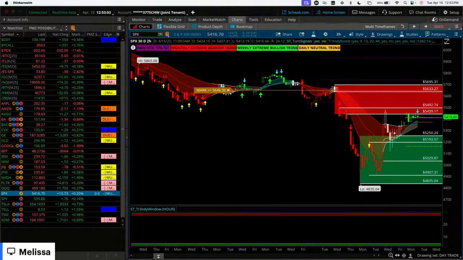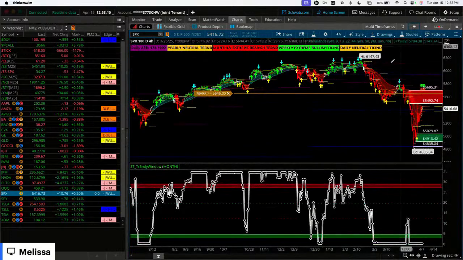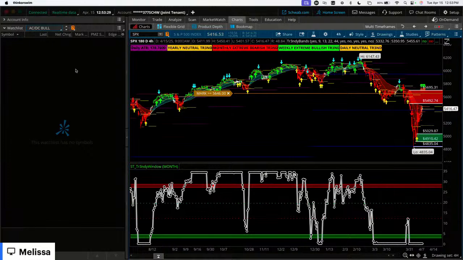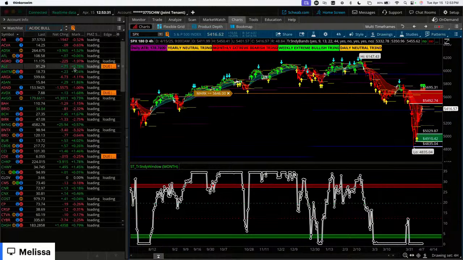McV asks, what is an ACDC bull? Yeah, so we use that strategy to trade. We have a scanner that scans for ACDC bull or bear trades. So let's look at the ACDC bull list.